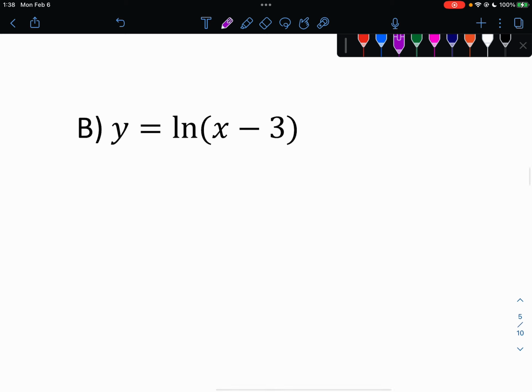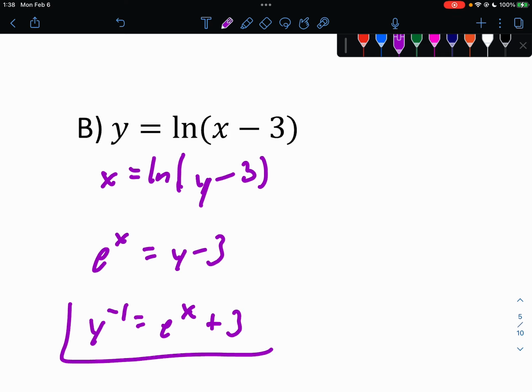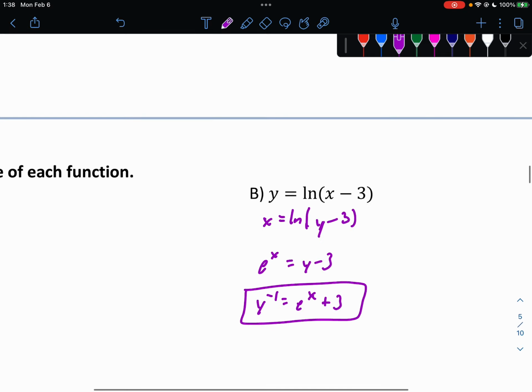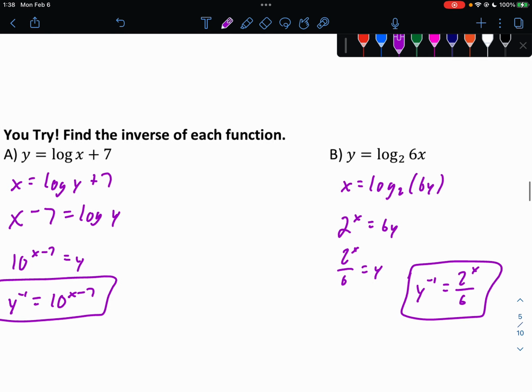Next one, switch x and y. Put it into exponential form. So this is base e, remember, so it's e to the x equals y minus 3, and then solve for y. So it's y inverse equals e to the x plus 3. Pause the video again here, and go ahead and try the next 2. And hopefully you came up with these as your answers.